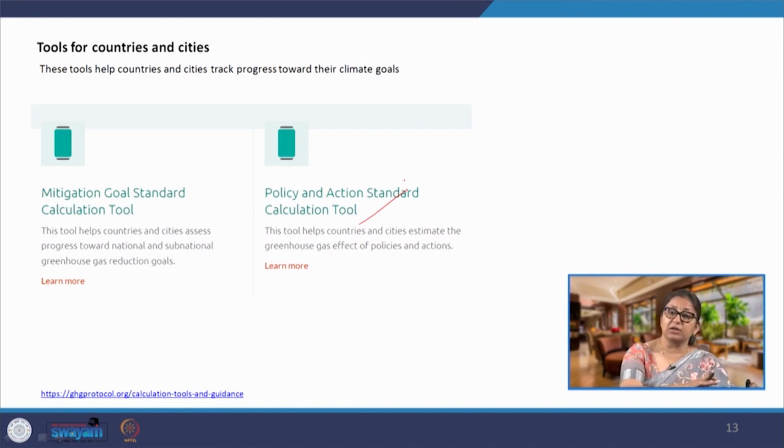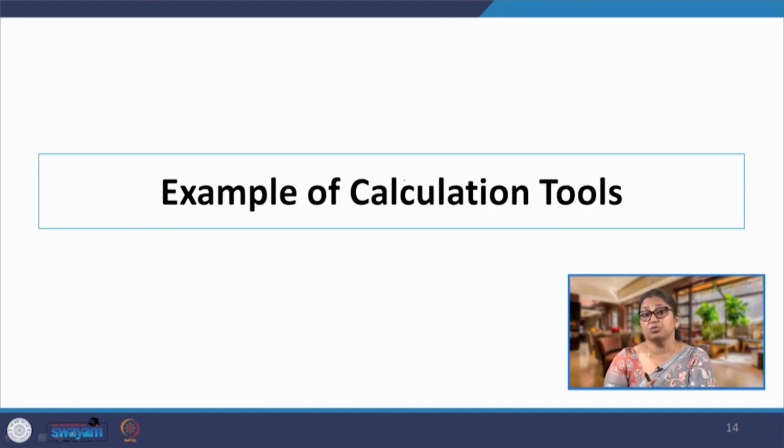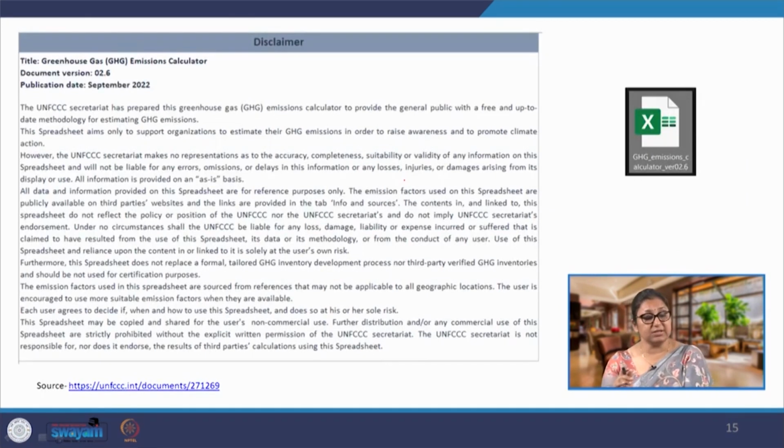Now, this is for countries and cities, they can be using it within their governance area. Now, I am going to take you through the example of a calculation tool which is called the greenhouse gas emissions calculator, which is prepared by the UNFCCC Secretariat.